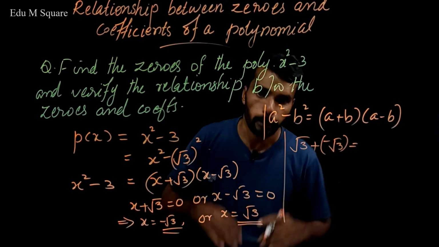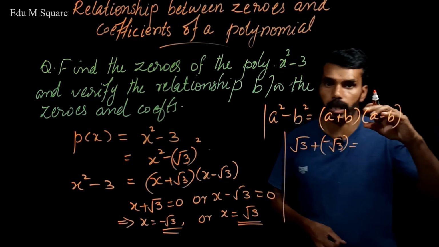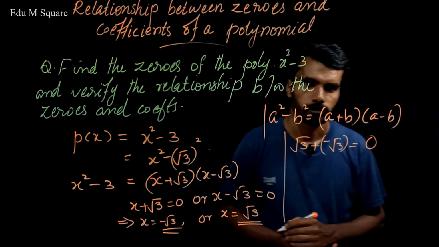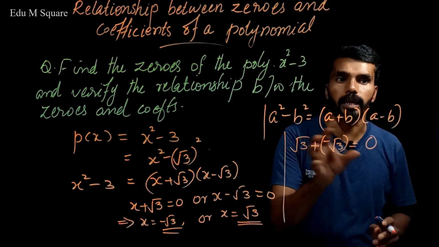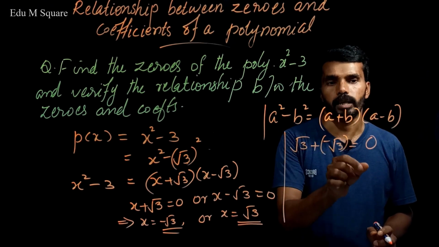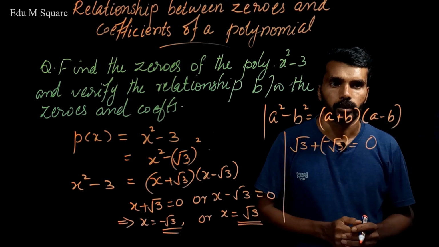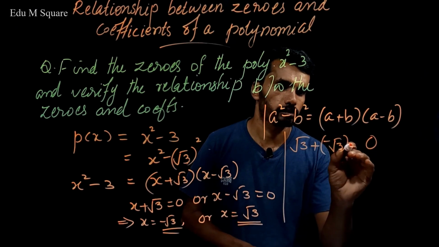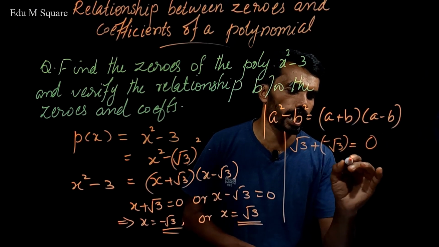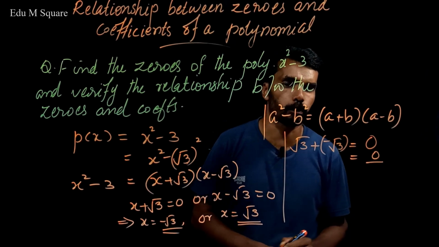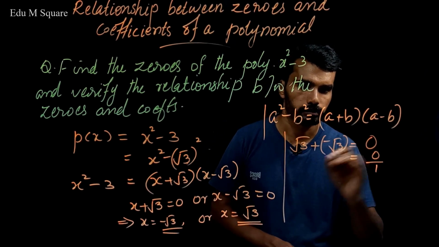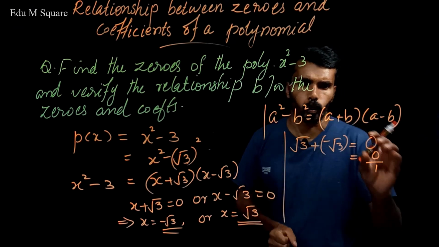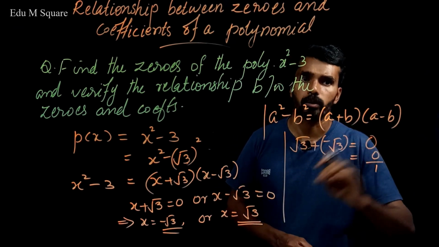What is root 3 plus minus root 3? That is root 3 minus root 3, which is equal to 0. So the sum of the two roots is 0. Now this 0 can be written as 0 divided by 1. Now what is 0?